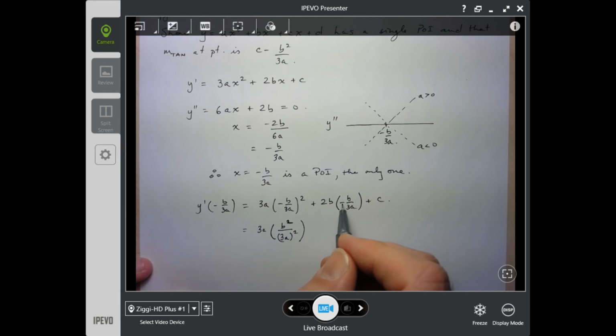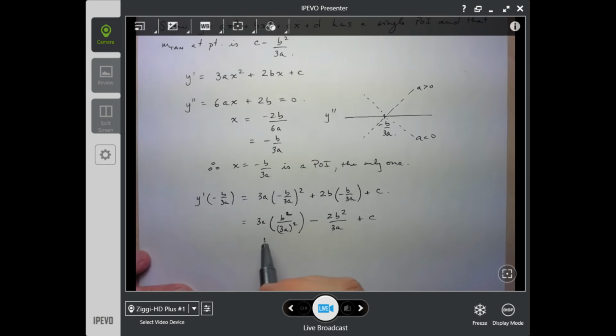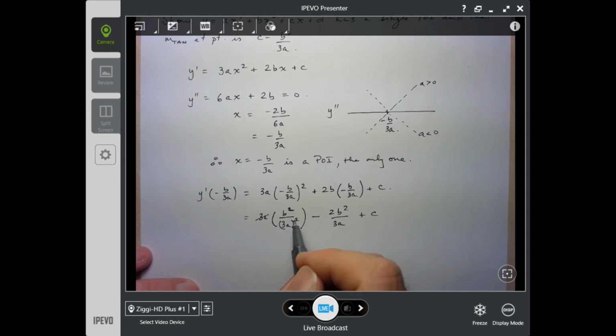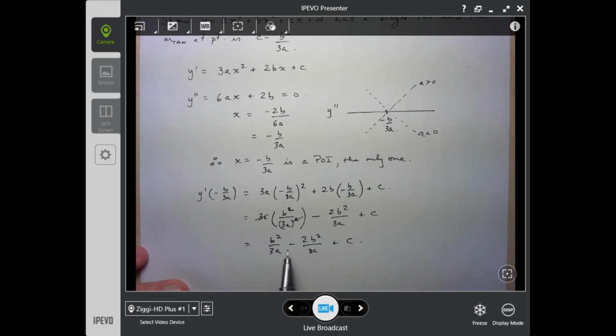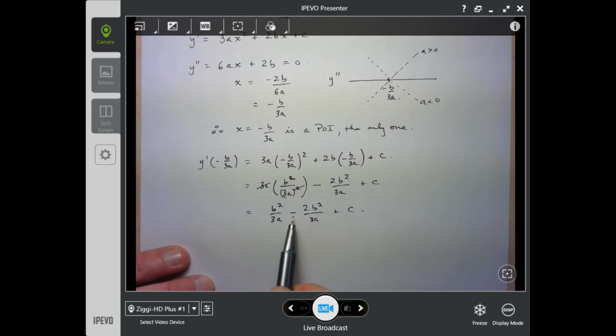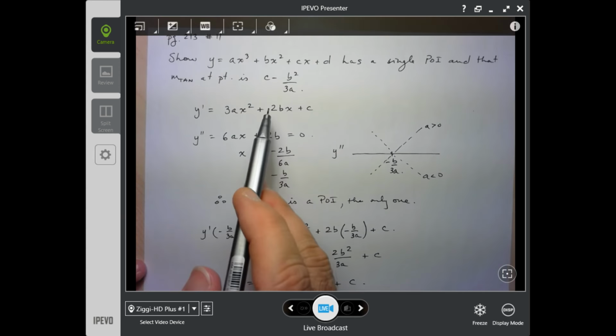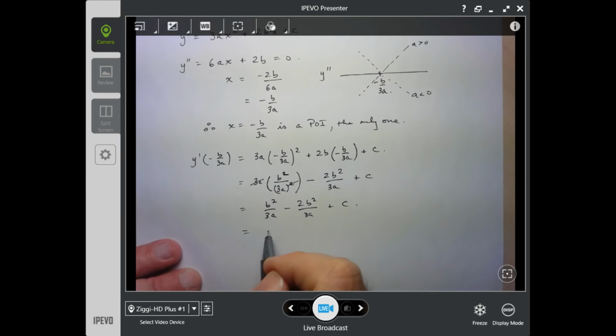Okay, and then here I'm adding a negative, so minus, and it looks like it's 2b squared over 3a, and then plus c. So here, as I notice, this 3a reduces with one of the 3a's in the denominator, so I'm left with b squared over 3a minus 2b squared over 3a plus c, and of course these are like terms. Okay, so b squared over 3a minus 2b squared over 3a is just negative b squared over 3a, and I'll just write it the way they did it up here. That can be written as c minus b squared over 3a. Okay, and so we've shown what we needed to show.